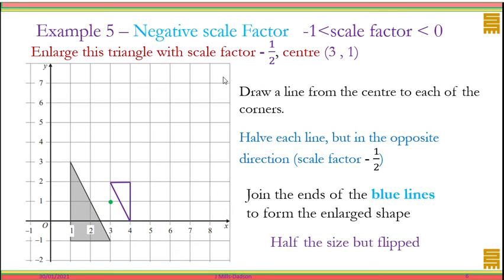So also, the image is smaller than the object, but it's been flipped around. So it's half the size, but it's been flipped. So remember, negative scale factor involves flipping. The magnitude of the scale factor tells you the size. That's one thing to remember. So far we've talked about enlargement, both positive and negative, whole numbers, and we also have fractions, both negative and positive. Now, how do you describe enlargement?